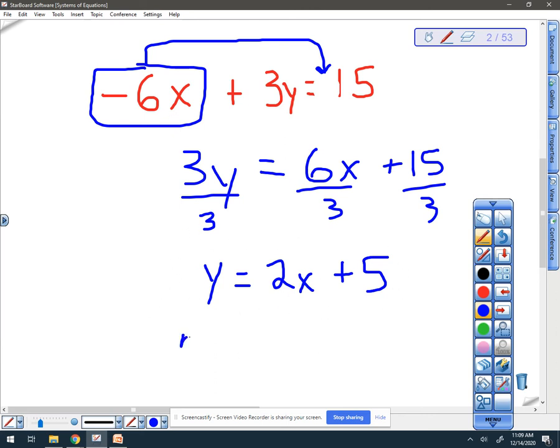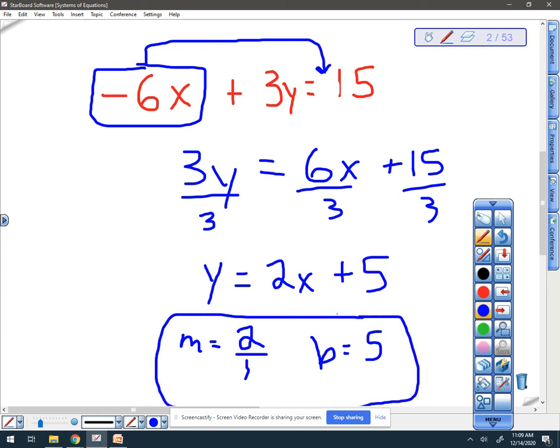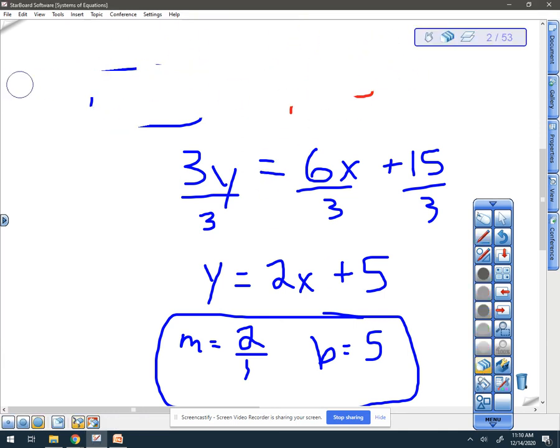Well, you label. What's my slope? Your slope is 2. So how's your slope going to move? It's going to be 2 over 1. And then what's your b? What's your y-intercept? It would cross at 5, which is what we've learned a couple units ago when we were graphing.